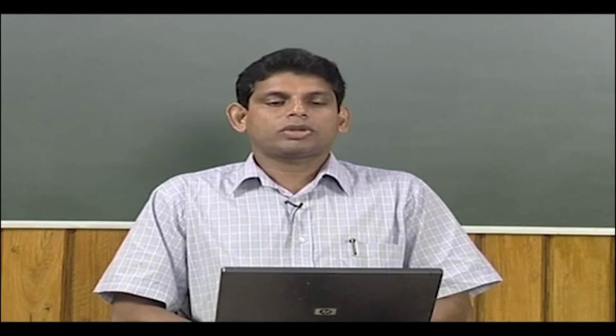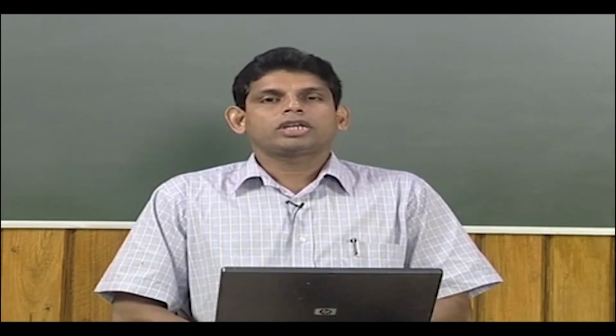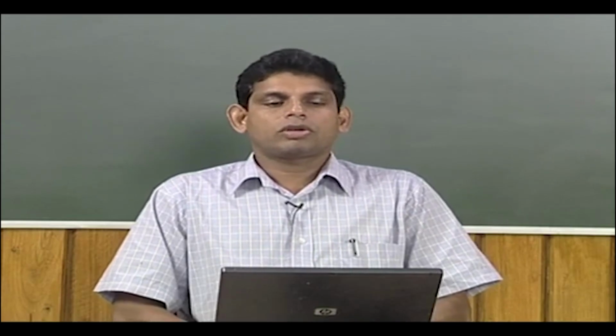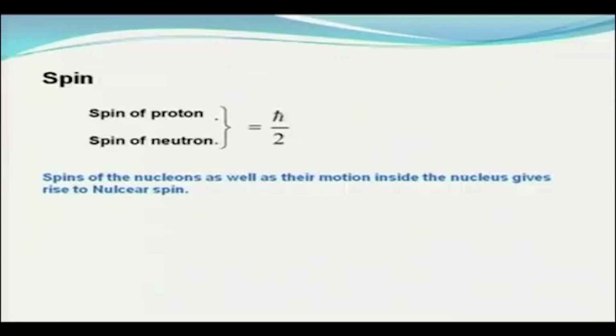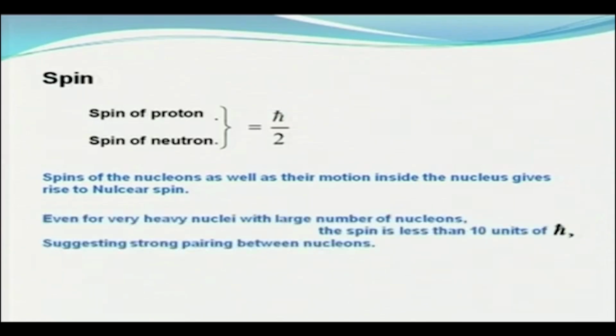Not only the spins of the protons and neutrons, but also the relative angular momentum of these objects, if they are in motion inside the nucleus, has to be considered when we consider the total angular momentum of the system. So, all of these together will give rise to the spin of the nucleus. So, we can think about the spin of the nucleus, define it, and then study it, and the manifestations of these can be observed.